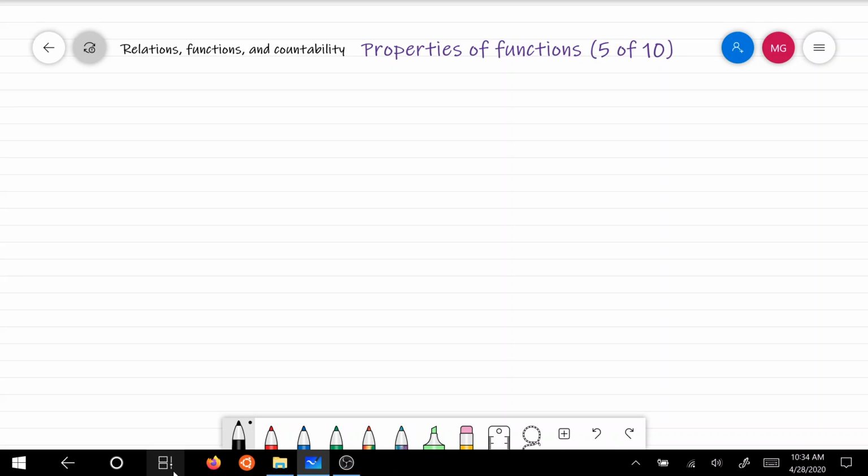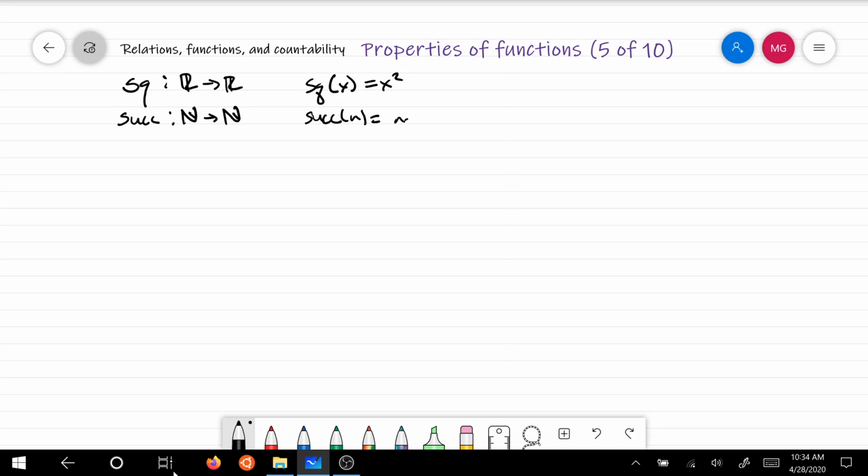So let's do it. I'm going to write the functions down first. SQ is a function from reals to reals. SQ of x is just x squared. Hopefully familiar. The function suck is a function from nats to nats. Suck n is just n plus 1. So this is just the S constructor.